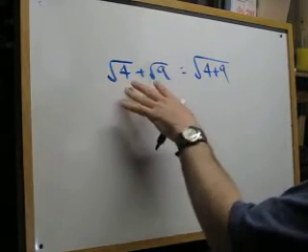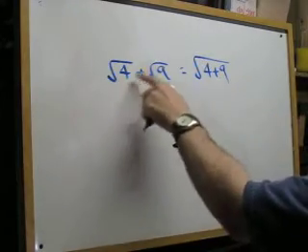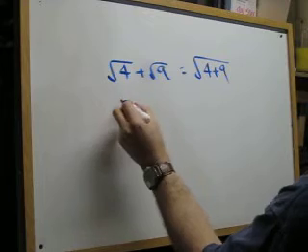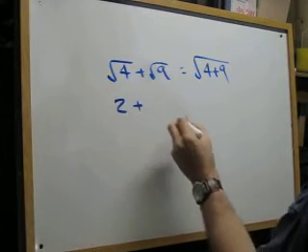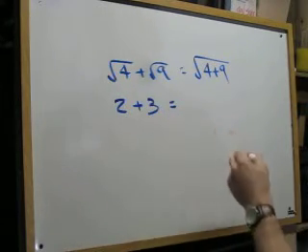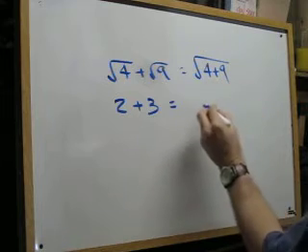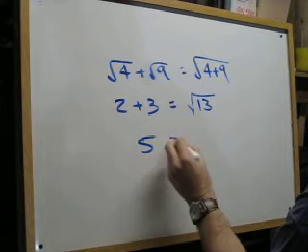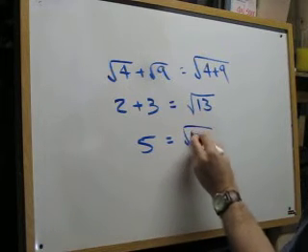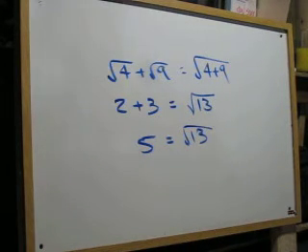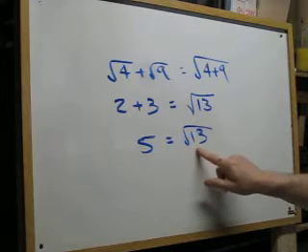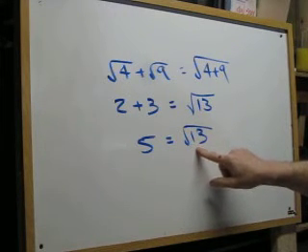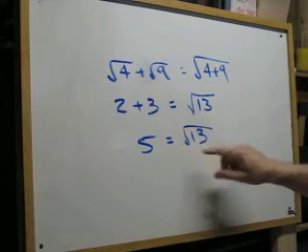Alright, they're asking if this is true. Square root of 4 plus the square root of 9 equals the square root of 4 plus 9. Well, what is the square root of 4? What is the square root of 9? Does that equal, what's 4 plus 9? 13. Okay, so they're asking you if 5 equals the square root of 13. Well, if you take your handy-dandy calculator and you take the square root of 13, you'll find that the answer to that is 3 point something. So these two are not equal to each other.